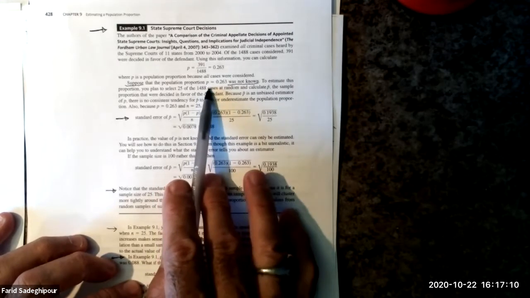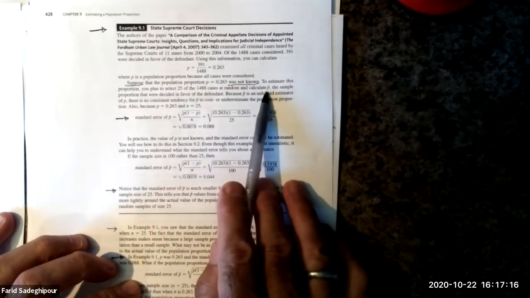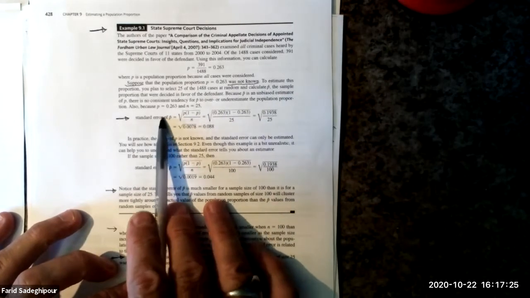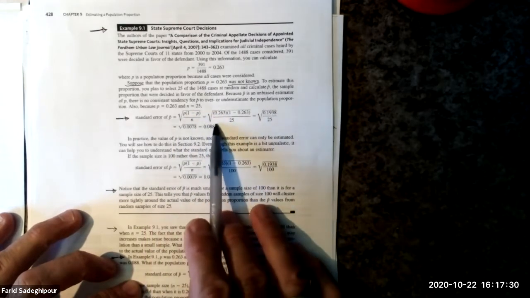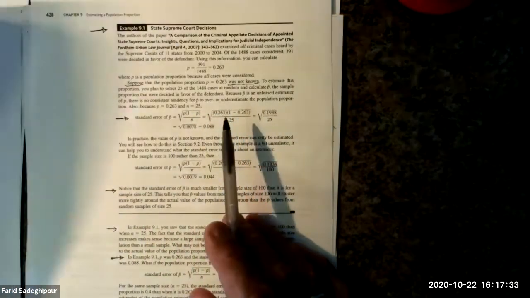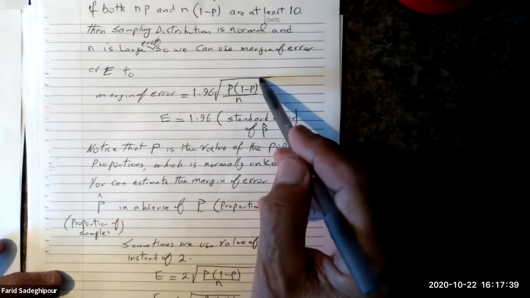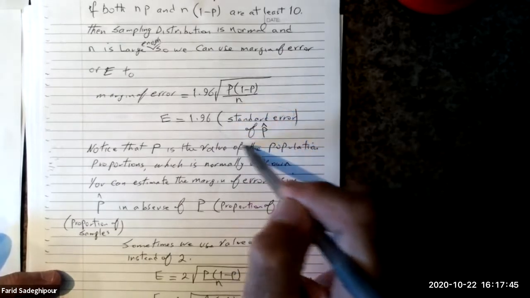So you plan to select 25 of 1488 cases. So you go to the court and you go through the files, and out of 1,488 cases, you select 25 of them and you calculate your P. This is P hat, or the proportion of the sample, okay? Now, the standard error is always equal to the square root of P times 1 minus P over N. So this is the standard error, okay? Remember this part. This part, the radical of P times 1 minus P over N, we call the standard error.